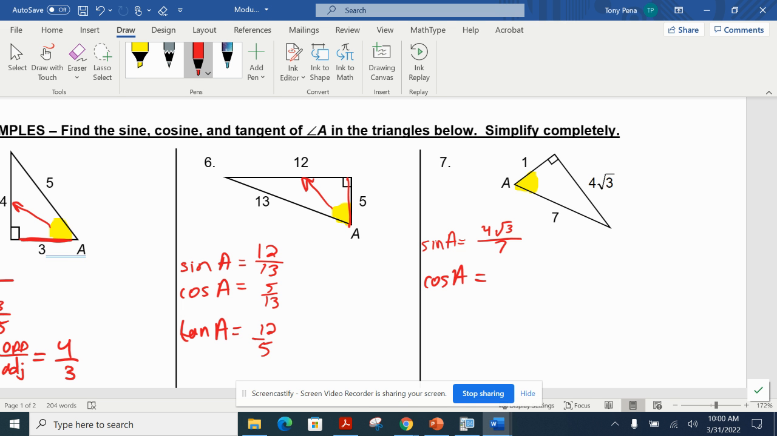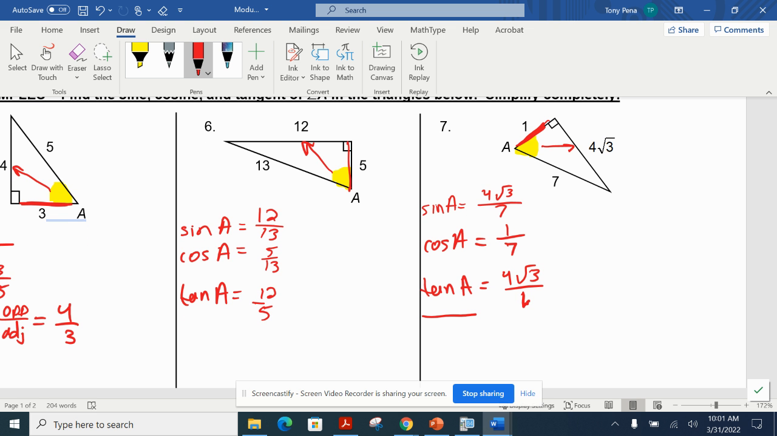All right, Mark, cosine of angle A. What do you think here, Mark? Good. The adjacent side is the 1. The hypotenuse is a 7. So the cosine of angle A is 1 over 7. And then last but not least, the tangent of angle A, Catherine, is what? Good. 4 root 3 is the opposite side. And then the tangent is the opposite over the adjacent, which is a 1. Okay? All right, so far so good. Don't flip the page, though. You have plenty of room down here.